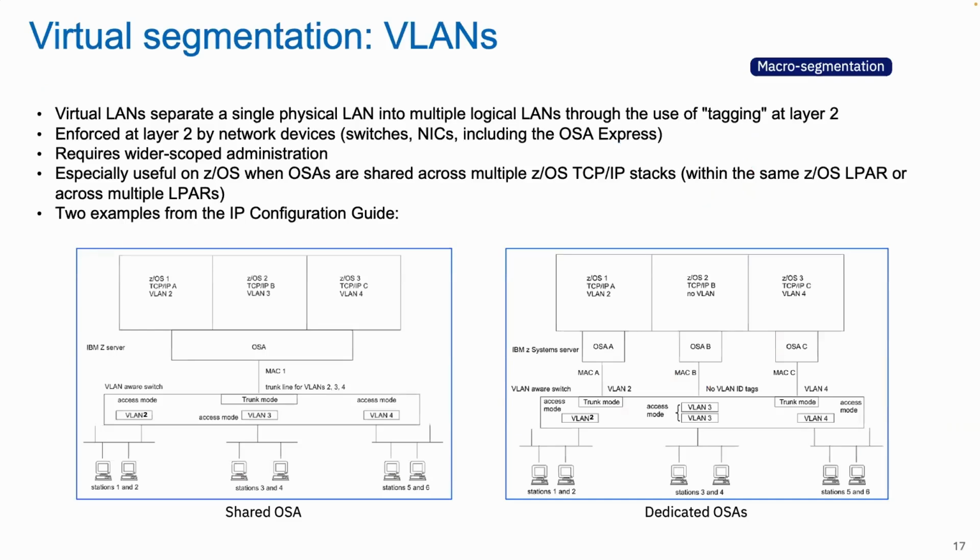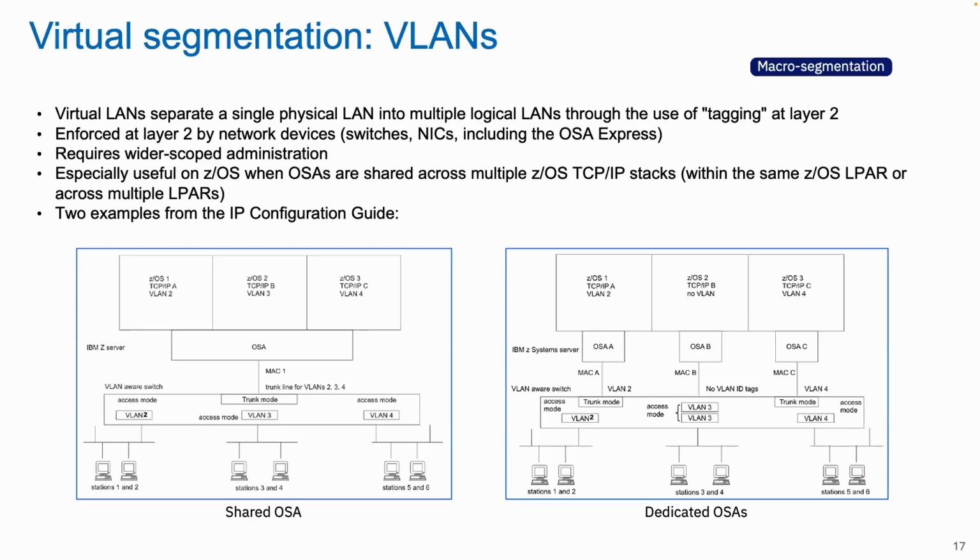Another piece of segmentation is called virtual LANs. Previously, when we talked about physical segmentation, it was a matter of buying additional network interfaces so that you can physically separate the networks. An alternative is to continue to have the same network interfaces you have, but logically segment them. And that is done through something called VLAN. Essentially, each of these systems here on the left, for example, that are sharing an OSA, even though they share an OSA, if they all belong to different VLANs, the traffic as it flows is completely isolated from each other.